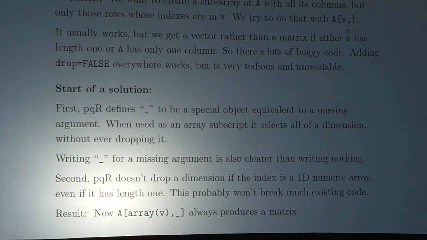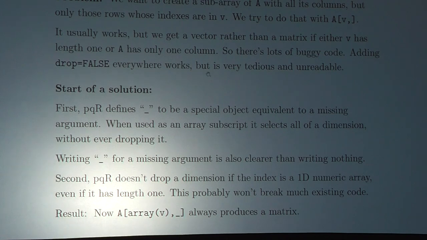So once again, I think we can't just change this to never drop the dimension for columns, even if there's only one column, because there may be too much code out there that relies on that somehow or other. But if we write an underscore rather than nothing here to indicate that we want all the columns, then we can define that that new construct does not drop that dimension. And furthermore, I think it's clearer than these sort of non-existent arguments. I think it's clear to write an underscore and explicitly say that you really meant that to be missing, it wasn't a typo.